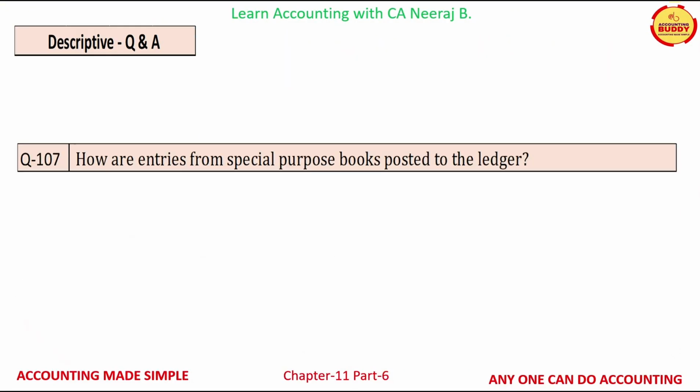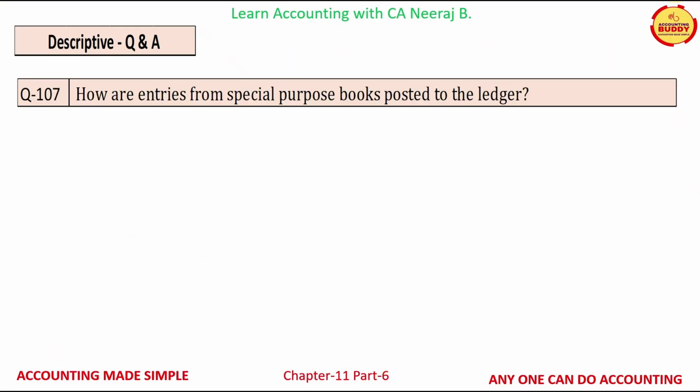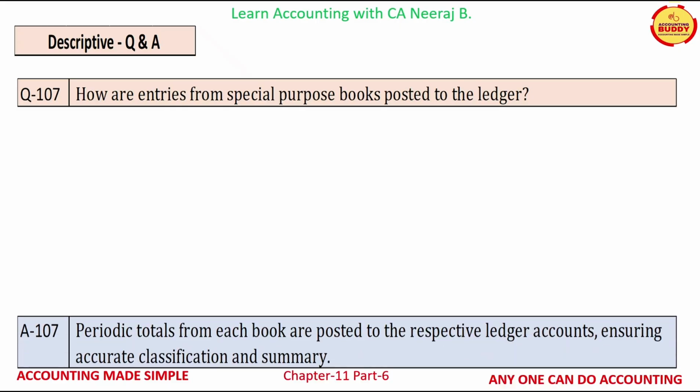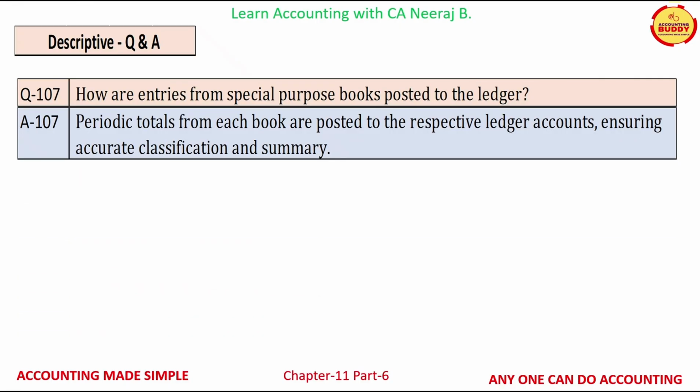Question 107 is, how are entries from special purpose books posted to the ledger? And the answer is, periodic totals from each book are posted to the respective ledger accounts ensuring accurate classification and summary.